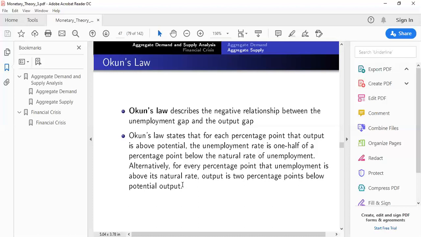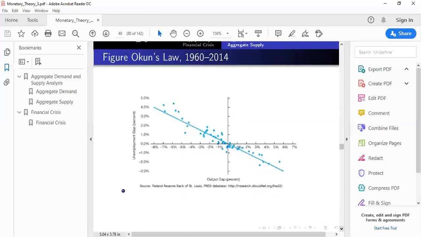You can think of it even for developing countries. If we are inefficient, our output will be below its potential, meaning that we will have an unemployment rate which is above our natural rate, compared with if we were very efficient. Okay, so that is Okun's law. It describes the negative relationship between the unemployment gap and the output gap that we have. Okay, so that is the graph that we have.